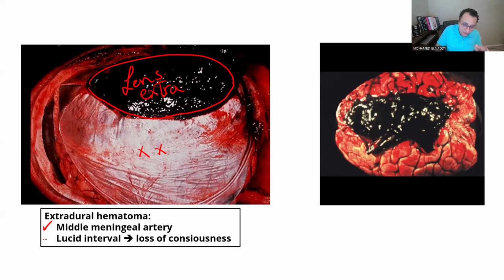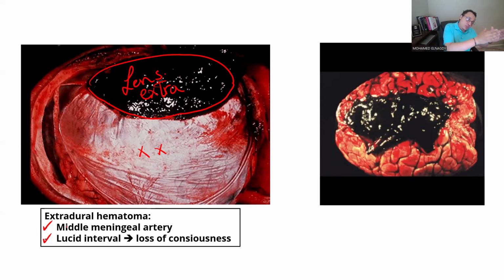And it leads to the classic presentation, as we all know from our neuro lectures for the USMLE and the boards. It leads at first to loss of consciousness due to the trauma, due to concussion. When you get hit, you lose consciousness because of the concussion, and then you regain consciousness. Once you regain consciousness, the bleeding starts from the middle meningeal artery, and it leads to the collection of blood, forming the hematoma, which presses on the brain and causes herniation of the brain tissue. And this leads to another loss of consciousness due to compression.